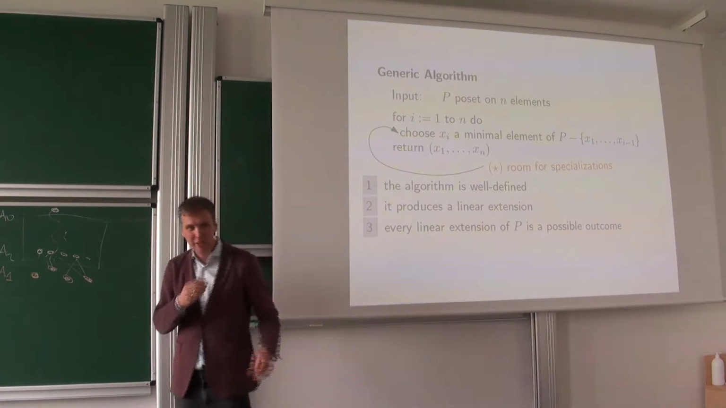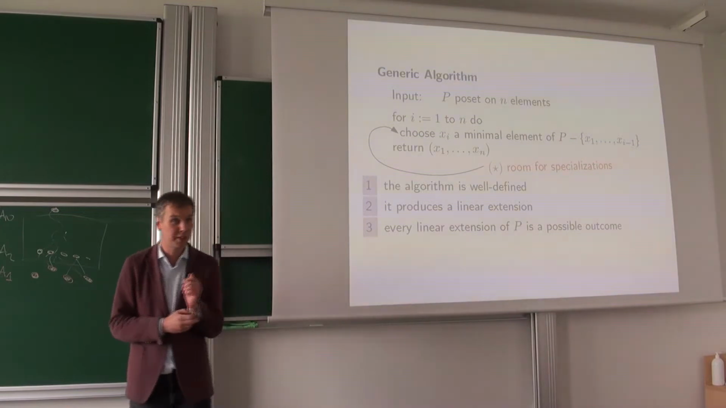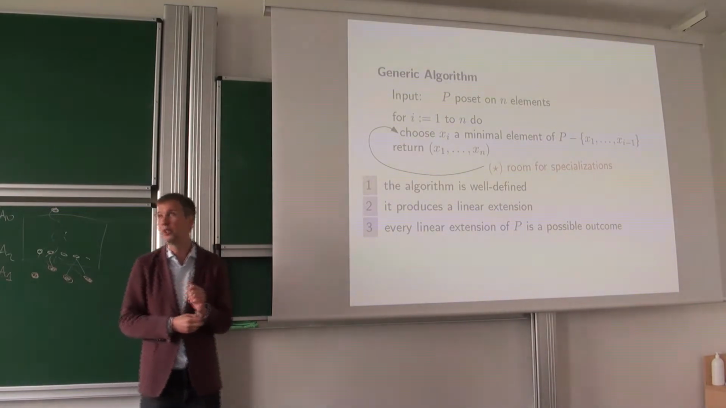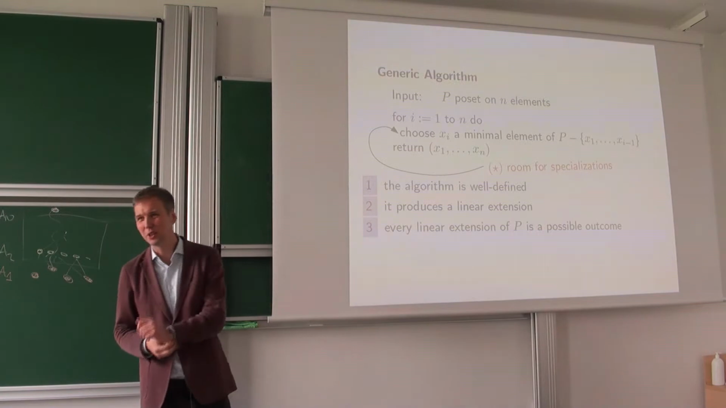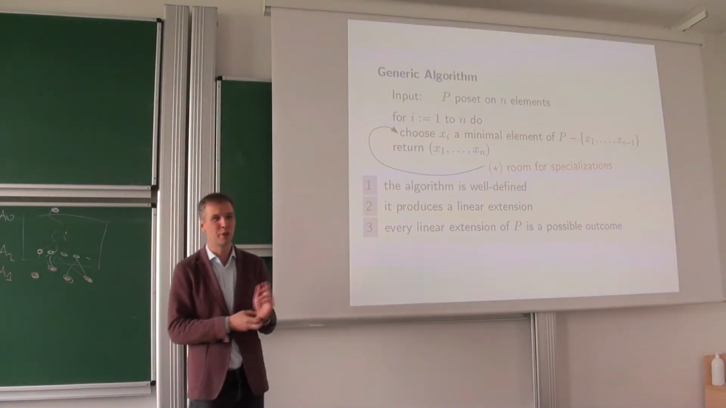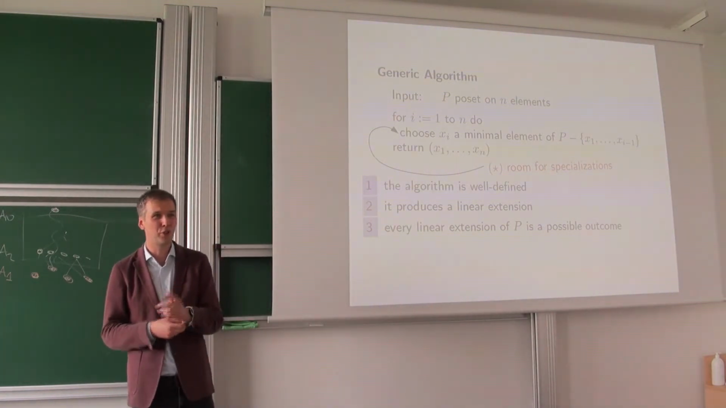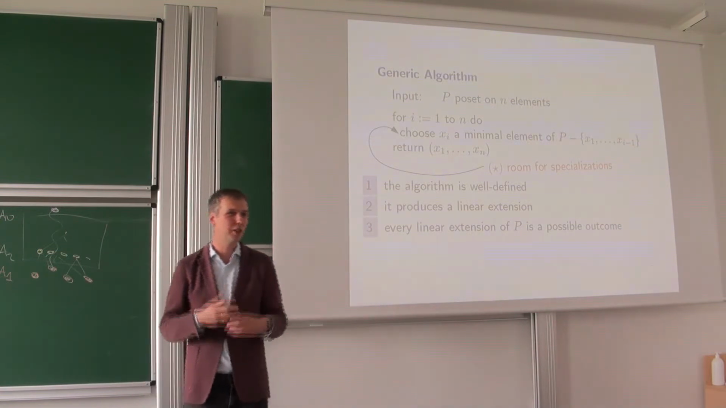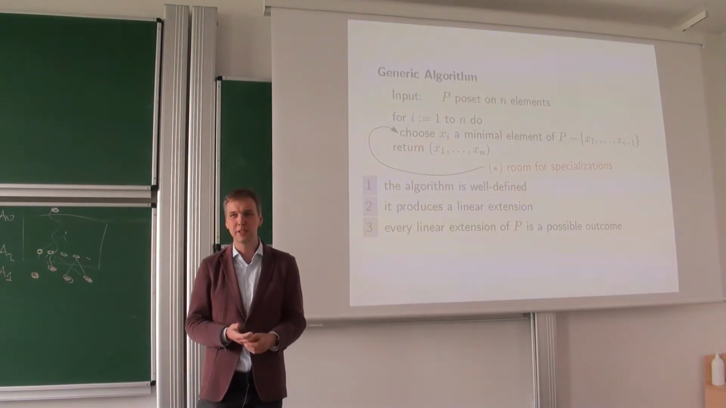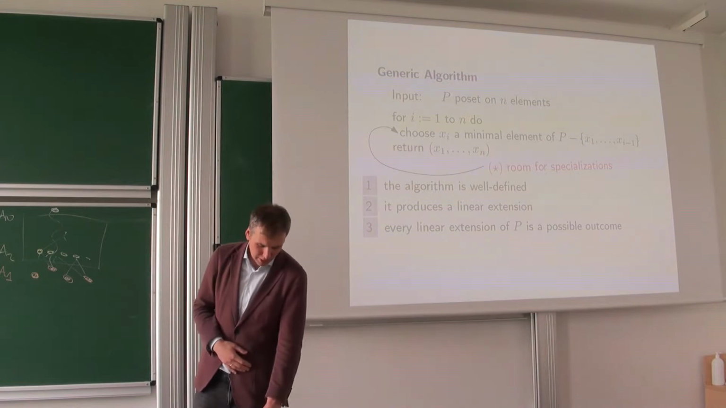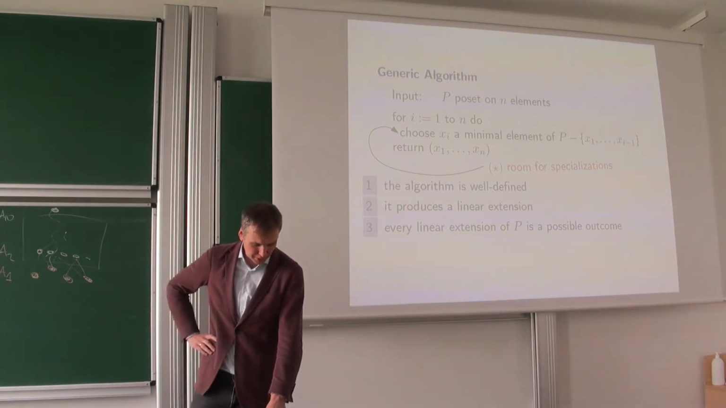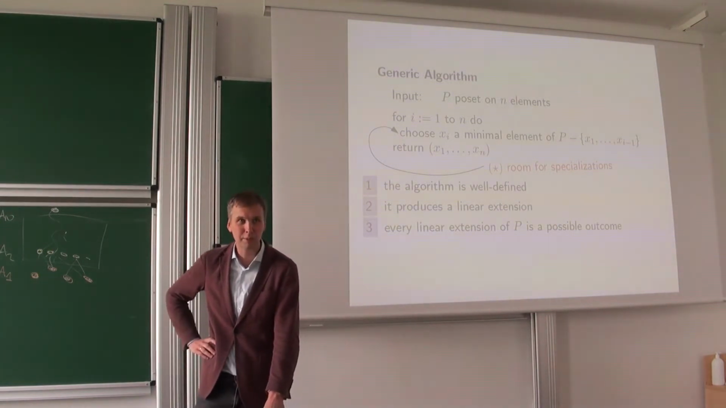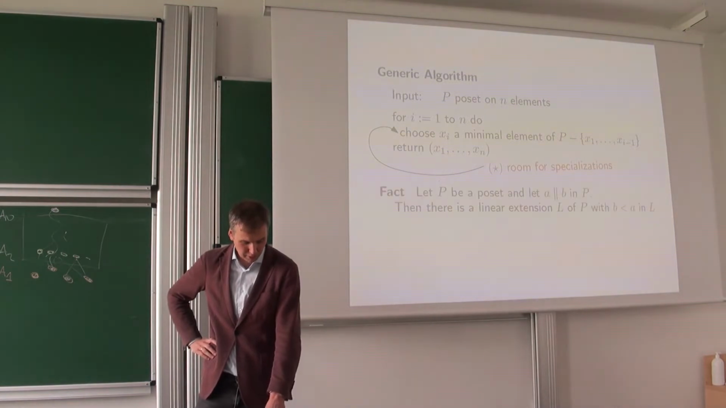Now, in this choice, there is room for specialization, yeah? So you can color your poset into red and green, and you can prefer red elements over green. And then you're claiming that your red linear extension is the best, yeah? Or something of this flavor, yes? That's something that will happen during this lecture, and maybe we will have some exercises in this direction as well.